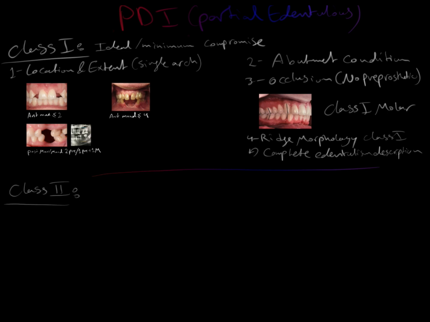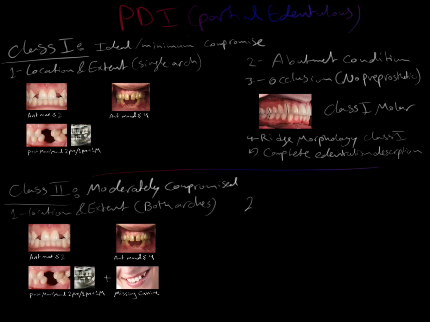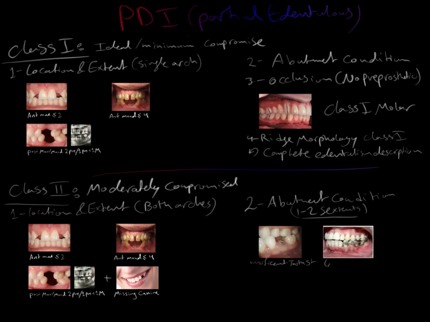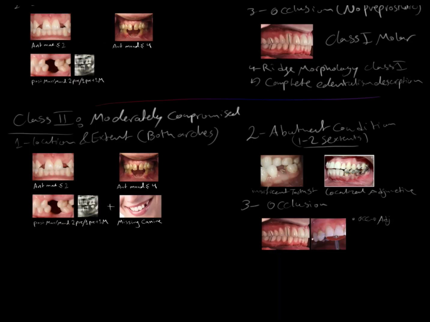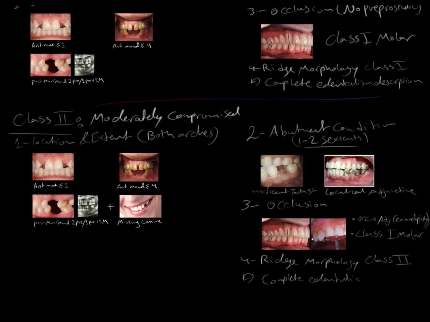Class 2, moderately compromised, in location and extent of edentulous areas in both arches, abutment condition, and occlusion requiring localized adjunctive therapy, and residual ridge condition. Number 1, the location and extent of edentulous areas in both arches is Class 1 or any missing canines. Condition of the abutment: in 1 or 2 sextants there is insufficient tooth structure or localized adjunctive therapy is required. Occlusal correction requires localized adjunctive therapy, and maxillomandibular relationship is Class 1 molar. Residual ridge morphology is Class 2 as in the completely edentulous description.